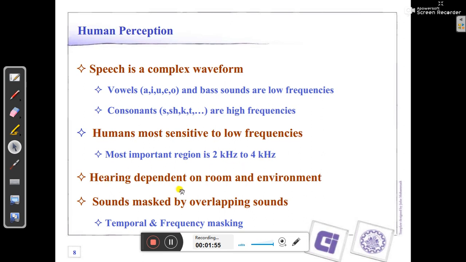Hearing is dependent on the room and environment. Our hearing is also dependent on the room and the environment. Sound is masked by overlapping sounds. So any sound wave can be overlapped by other sound waves, and that overlapping might be temporal, means time domain, or in the frequency domain also.